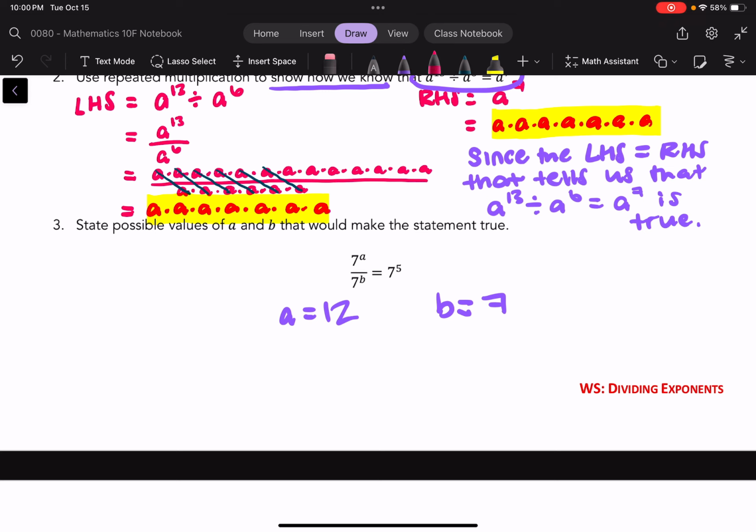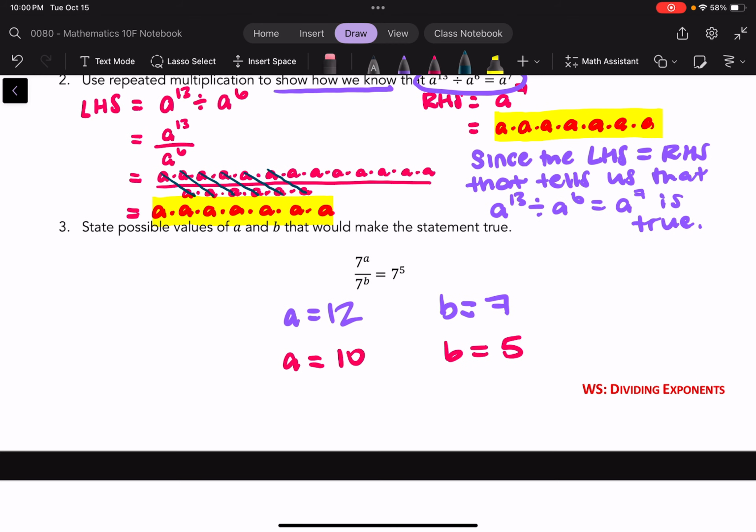Now, of course, other answers are possible, right? I can have A is 10 and B is 5. I can have A is 6 and B is 1, right? Doesn't quite matter the exact answer that you get, as long as when I take my A number and subtract my B number, I end up with the number 5.